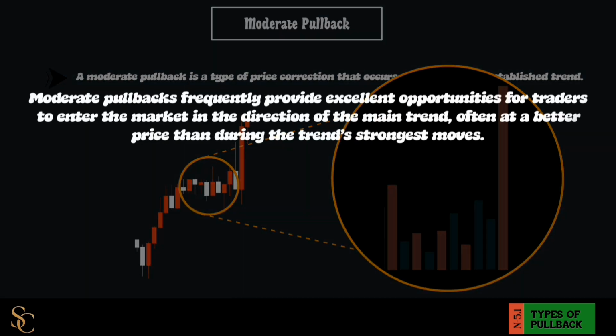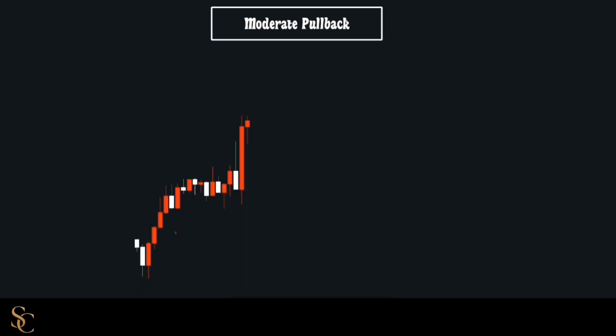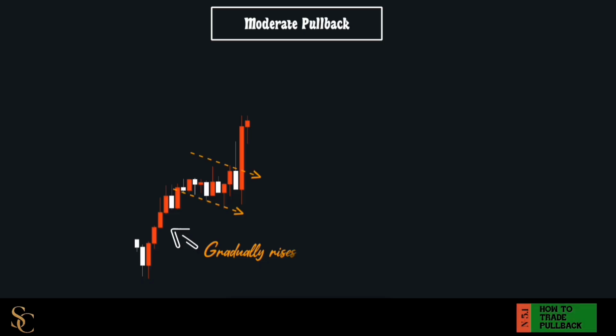Moderate pullbacks frequently provide excellent opportunities for traders to enter the market in the direction of the main trend, often at a better price than during the trend's strongest moves. They usually last for a few bars, sessions, or short periods of time, just enough to reset market momentum. Example: in an uptrend, price gradually rises, then slightly retraces downward before continuing higher.